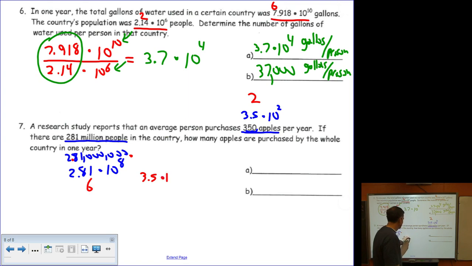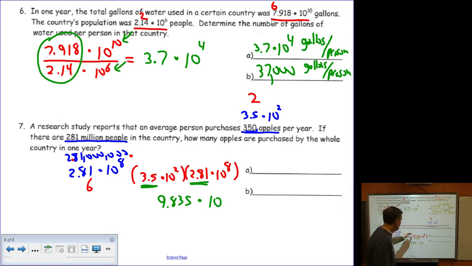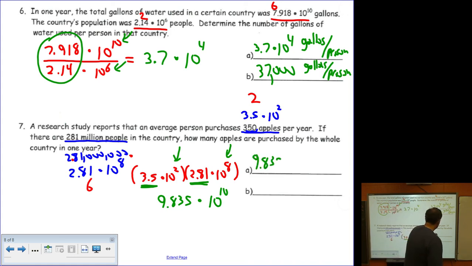3.5 times 10 to the 2nd times 2.81 times 10 to the 8th. When I multiply these together, let's see, 3.5 times 2.81, that would be, I think, 9.835. And when I am multiplying, I take the exponents and add them. So that would be 9.835 times 10 to the 10th.